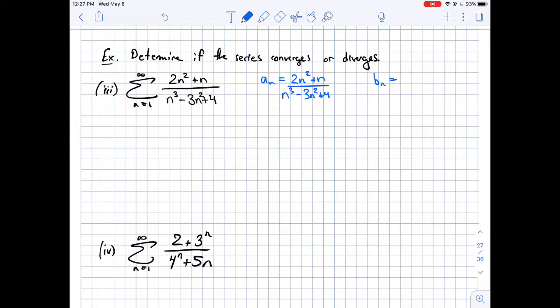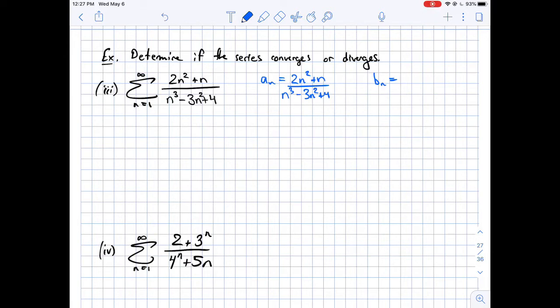Bn is going to be what? So here's the decision we have to make. What's going to be our choice for Bn? So we look at this and we're going to try to determine which are the dominant terms. Which are the terms here that matter as n gets increasingly large? Which are the terms that directly affect whether it converges or diverges?